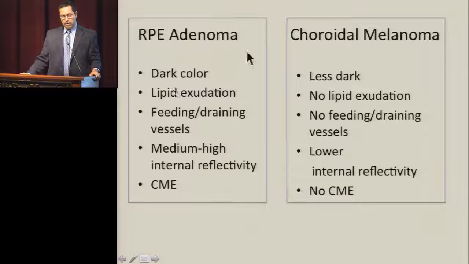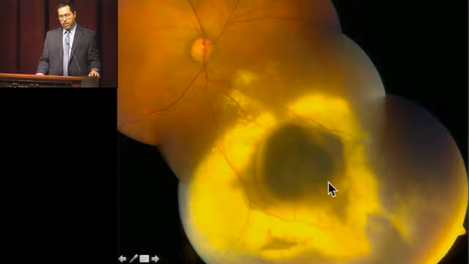So the differences: RPE adenoma is very dark, melanoma usually less dark. Adenomas have lipid exudation, melanomas don't. They have feeding and draining vessels, melanomas don't. They have a medium to high internal reflectivity on ultrasound. Melanomas are usually more hollow. Adenomas commonly cause CME. CME is rare with melanoma.